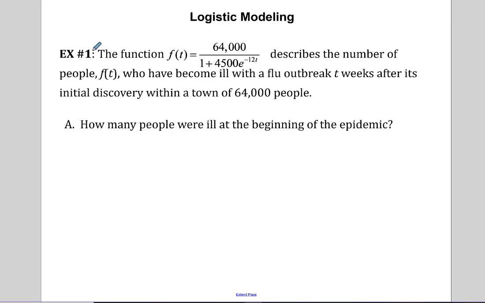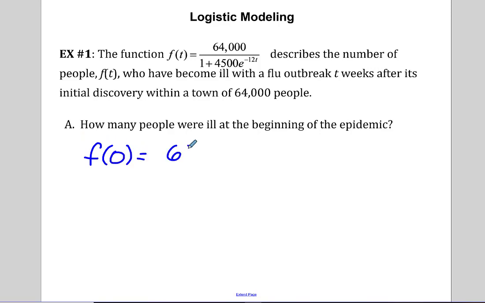Here in example 1, we're going to look at a logistics model, and we see that the function f of t is given by this expression, and it describes the number of people who have become ill with the flu outbreak t weeks after its initial discovery in a town that had a population of 64,000 people. So we want to know how many people were ill at the beginning of the epidemic. This sounds kind of familiar, doesn't it, in 2020?